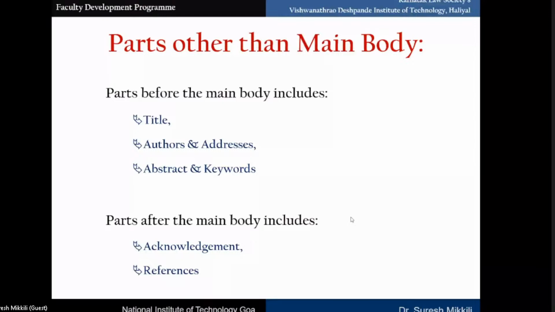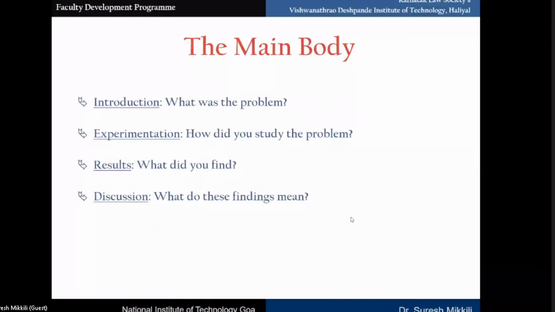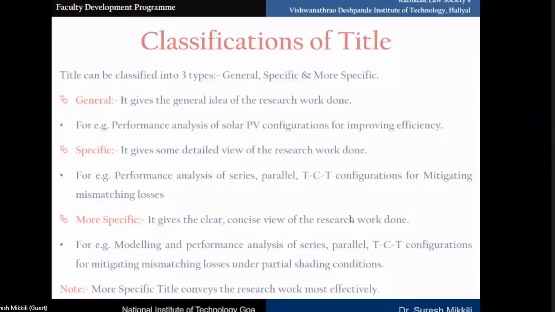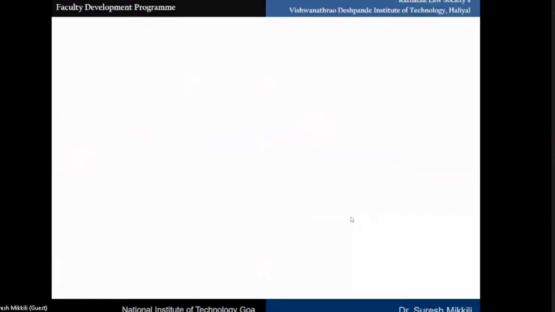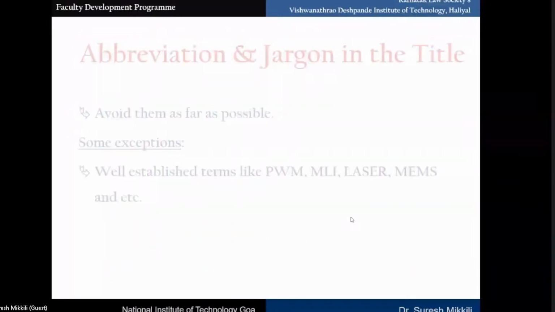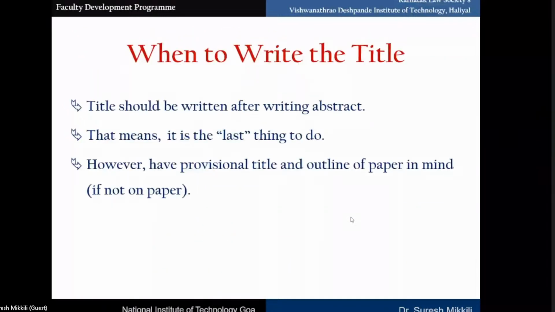Okay, then what the introduction talks about, what the experimentation is, what the results are, then discussion, how to decide the title. Then what should be the length of the title? The title can be general, it can be specific, it can be more specific. It should be more specific. Why should it be more specific? Then when you write abbreviations, what needs to be considered? Okay, how to list the others.